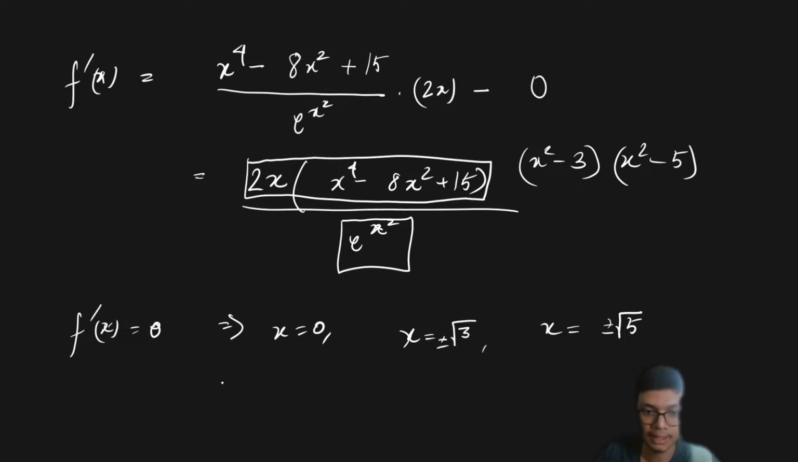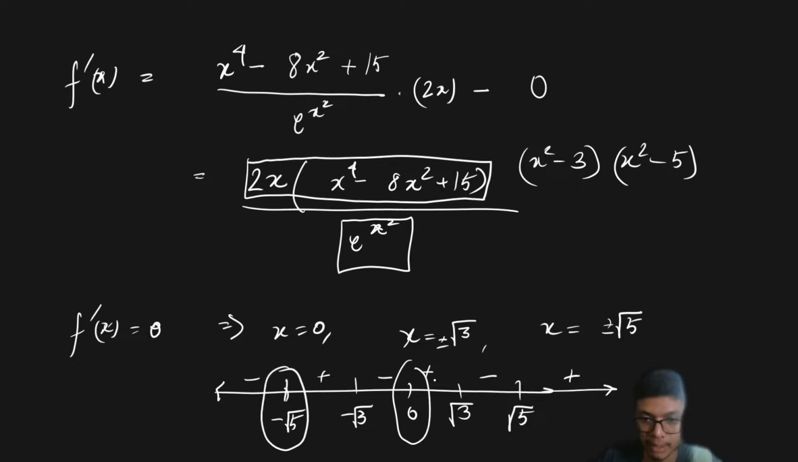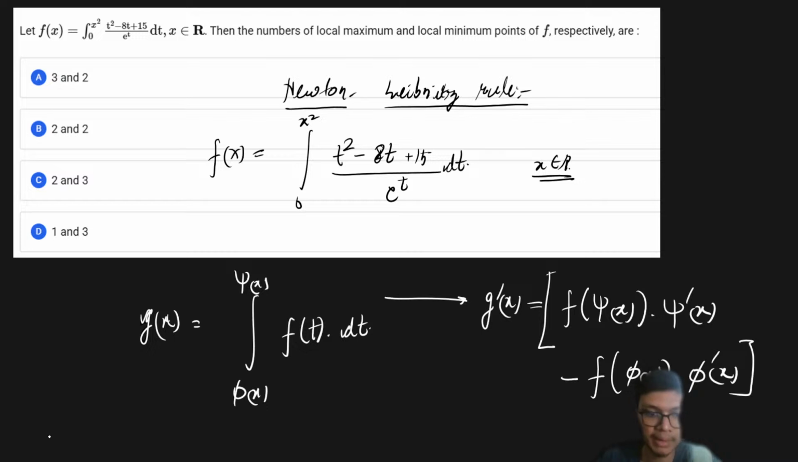If I analyze them on the number line, we have minus root 5, minus root 3, 0, root 3 and root 5, and we put the signs plus, minus, minus, plus and minus. A change from minus to plus is a point of minima, and we have 3 minima and 2 maxima. So your answer is going to be 2, 3, that is option number C over here.